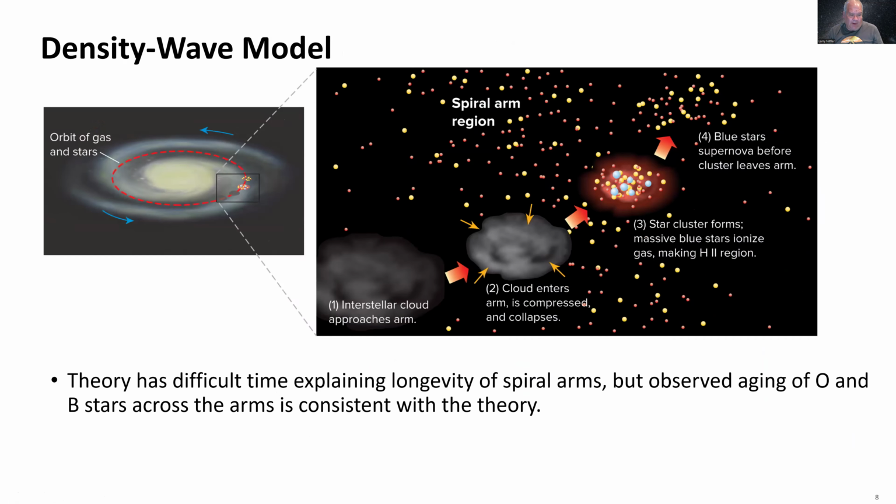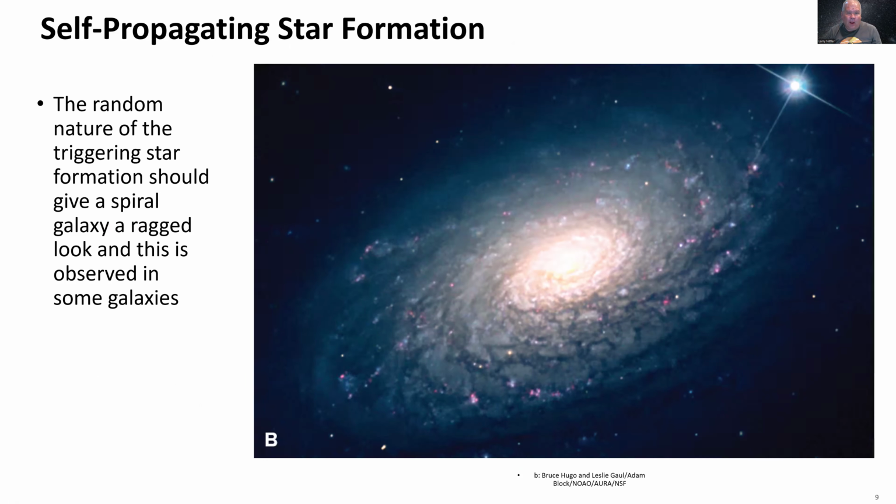This model works pretty well. It explains the longevity of the spiral arms and, no, it doesn't. Sorry. The theory explains the aging of O and B stars, which you can see across the arm, but it actually doesn't work perfectly for explaining the longevity of spiral arms. So it's not a perfect theory, but it's the main one people are considering today.